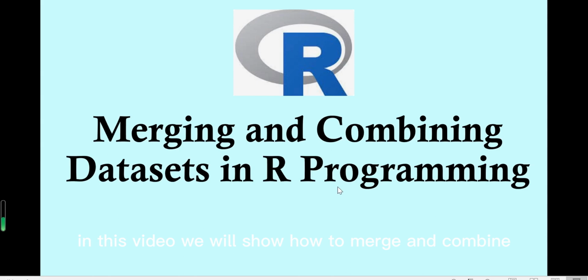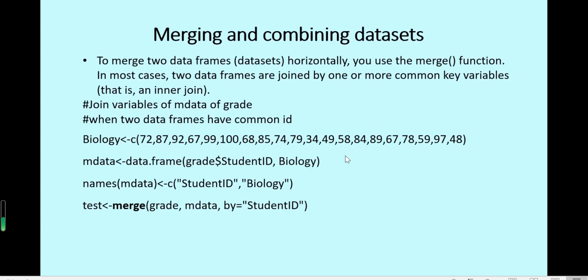In this video, we will show how to merge and combine datasets in R programming. So if there are two data frames and you want to merge them together, this operation is like joining datasets in SQL, if you have learned that. But in R, it's called merge. Usually, two datasets can be merged with a common ID, which means they have the same variable names.